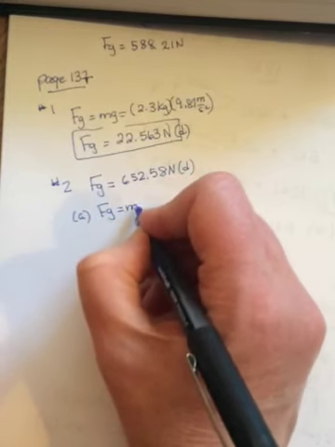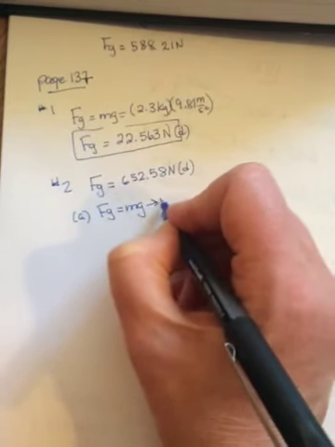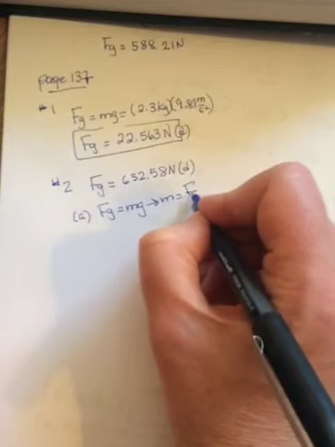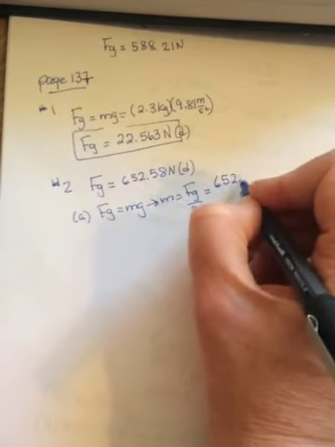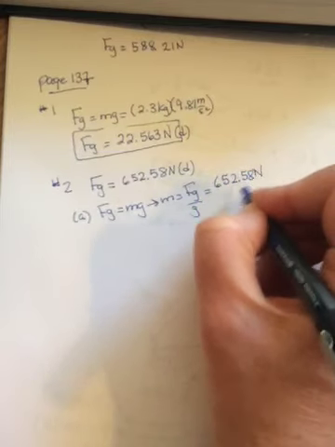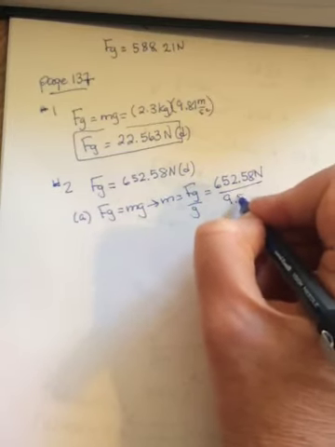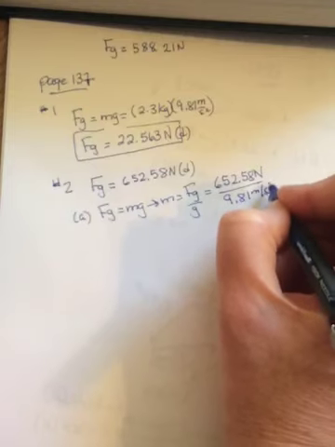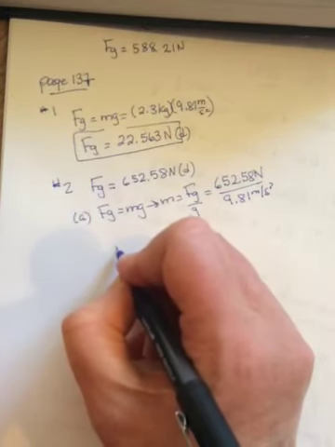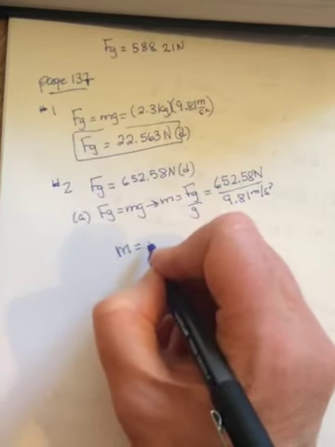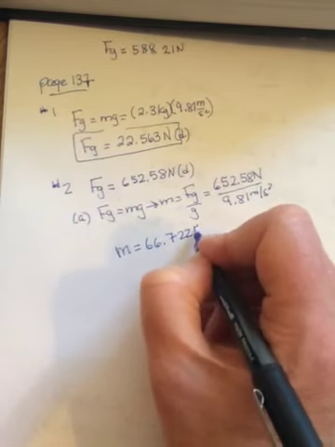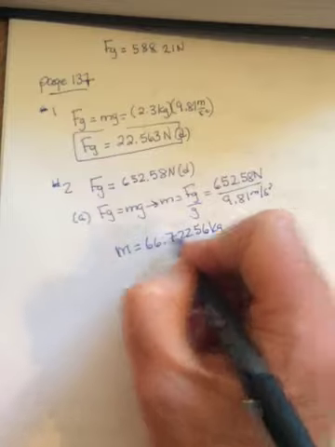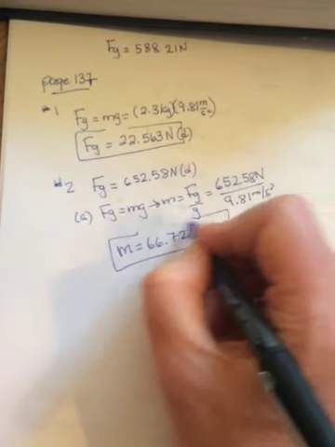So we know Fg equals mg. So m will just equal Fg divided by g. So that's 652.58 newtons that they gave you in the question, divided by 9.81 meters per second squared. And when you do this, you should get an m of 66.72256 kilograms. All right, part A.